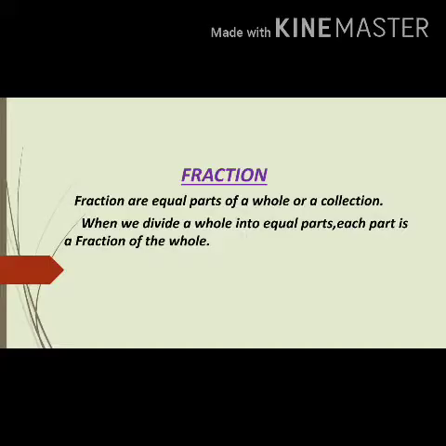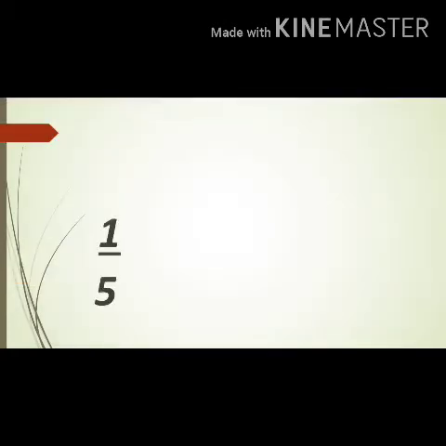Fraction. What is meant by fraction? Fractions are equal parts of a whole or a collection. When we divide a whole into equal parts, each part is a fraction of the whole. A fraction has two parts, namely numerator and denominator. The number on the top is called the numerator and the number on the bottom is called the denominator.